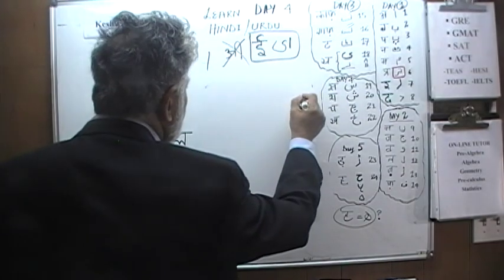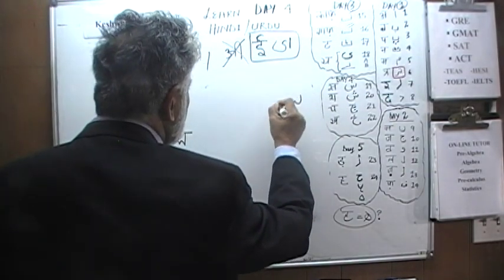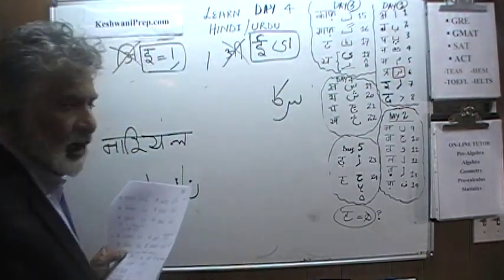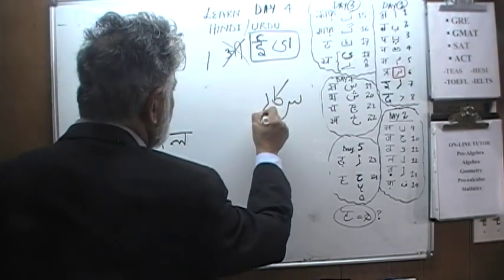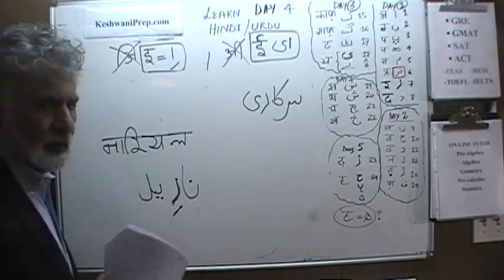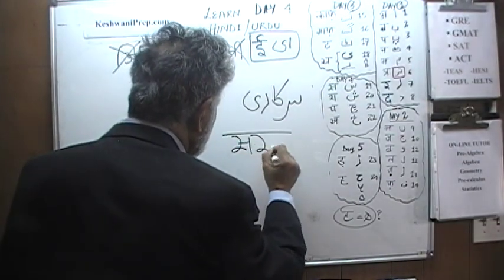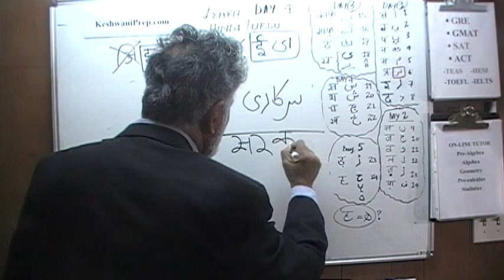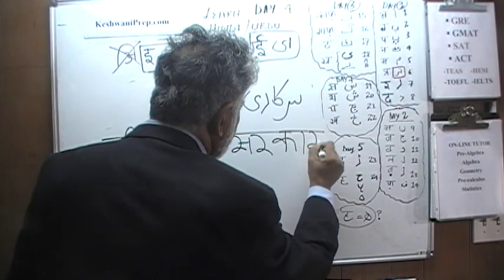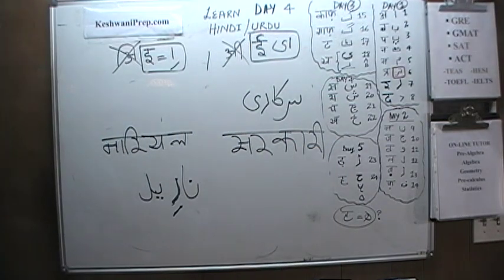Let's see if you can read it. Sir, R, that's a ka, sorry, ka, R, and then E, choti, sarkari. Sir, ka, ri. Badi ki matra, sarkari.